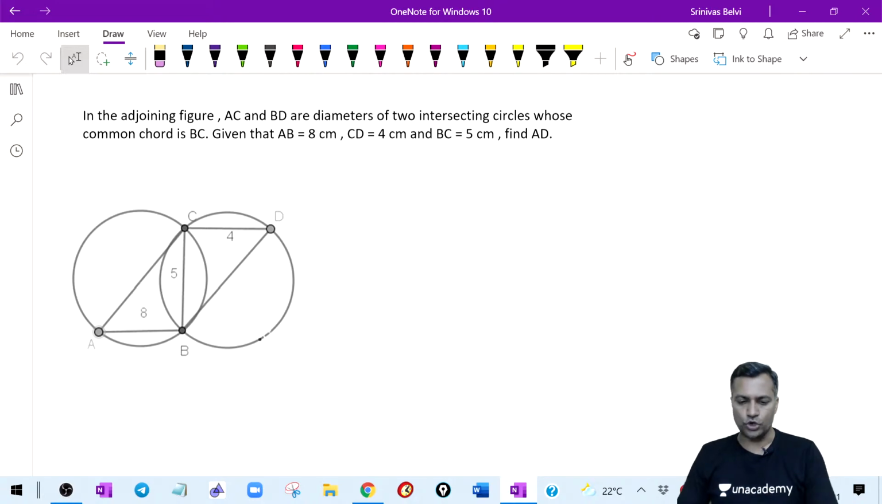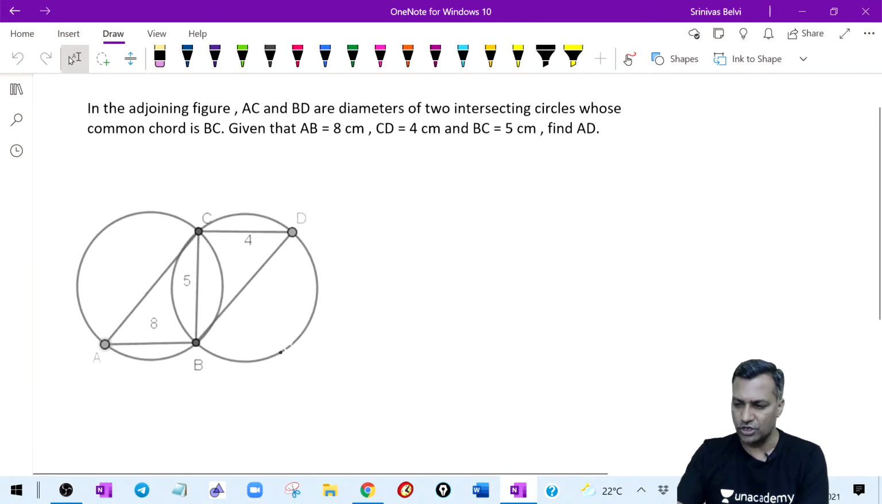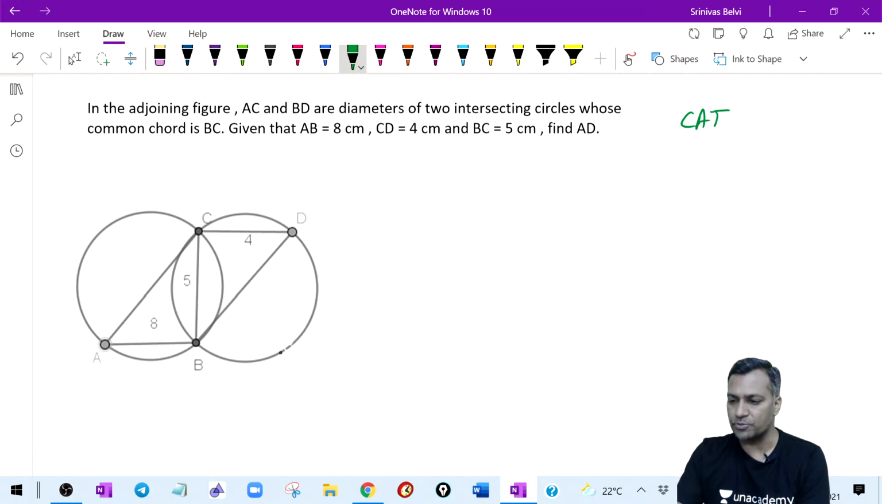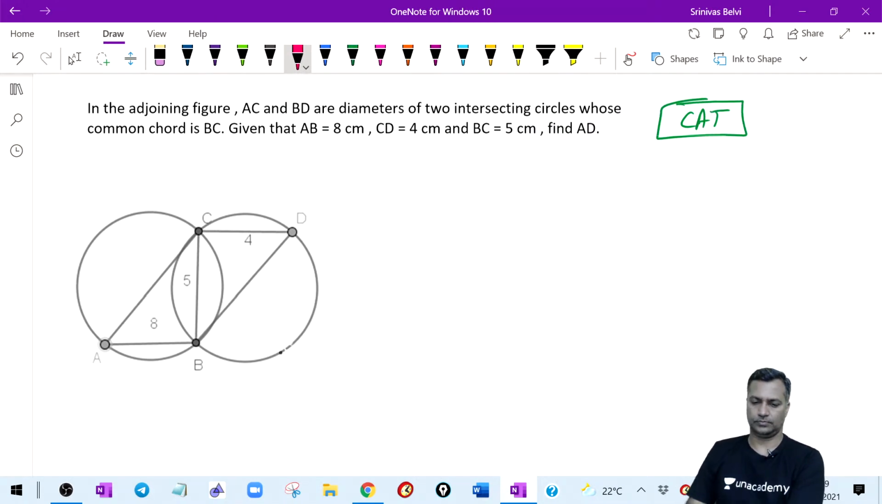Okay, one more question. Take a look at this beautiful CAT question as it is, word for word. The only thing I removed is the answer options.